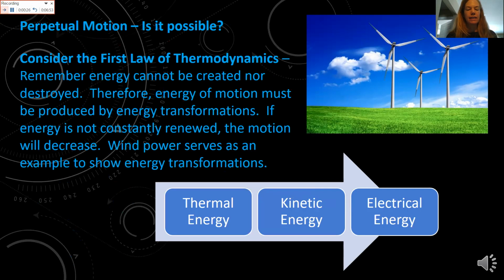Wind power serves as an example to show energy transformations. Wind turbines get their energy from the wind. The wind is kinetic energy, the energy of motion, that evolves from differences in temperatures in the atmosphere. These differences originate due to thermal energy from the sun. The energy of the sun is generated by nuclear fusion in the core. Once the wind turns a turbine, the kinetic energy can be used to generate electrical energy.